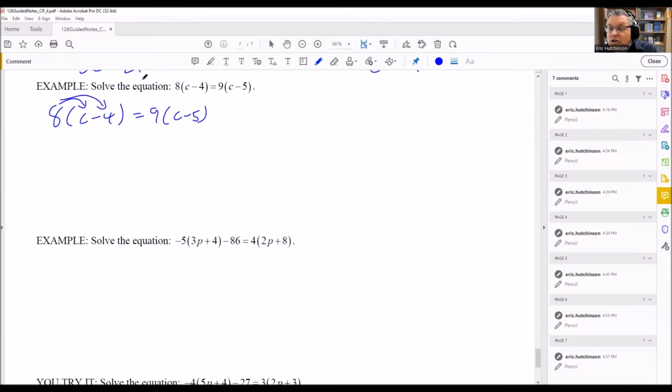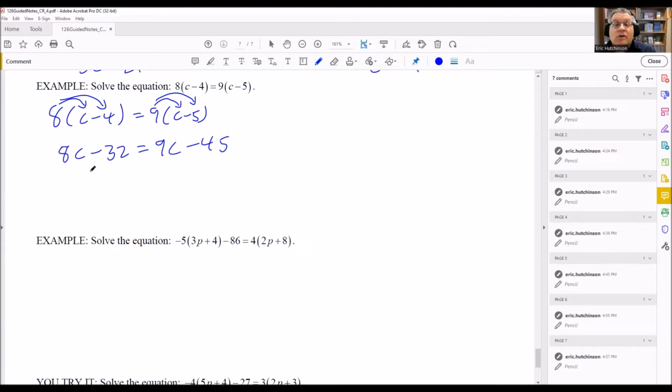And then we're going to go ahead and multiply by this. So we're going to do 8 times the c and 8 times the negative 4. We're going to do 9 times the c and 9 times negative 5. 8 times c gives you 8c. 8 times negative 4 gives you minus 32. 9 times c is 9c, and then 9 times negative 5, you get negative 45.